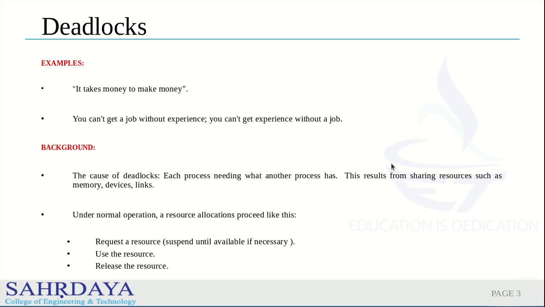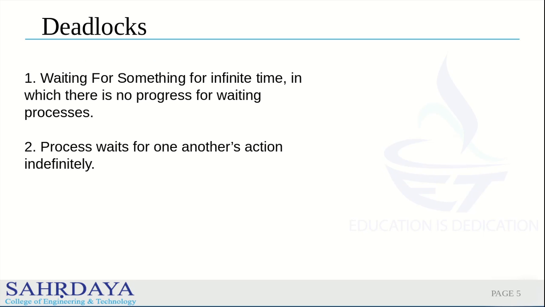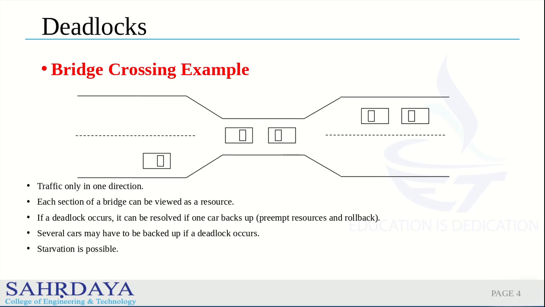Under normal operation, a resource allocation proceeds like this: it requests a resource, it uses the resource, it releases the resource. Then the bridge crossing example. Here, traffic flows only in one direction. Each section of a bridge can be viewed as a resource. If a deadlock occurs, it can be resolved if one car backs up. Several cars may have to be backed up if a deadlock occurs.